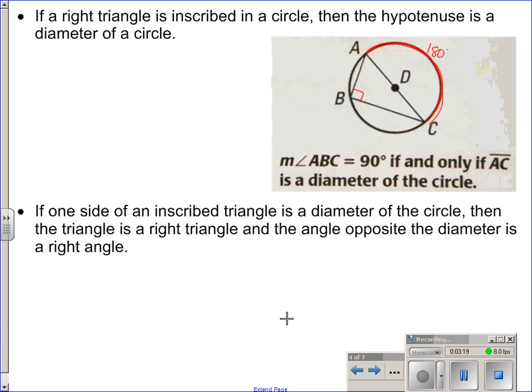The second property here is basically the converse. If one side of an inscribed triangle is a diameter of the circle, so now we're saying AC is a diameter, that means this arc is 180. And so angle B, being an inscribed angle, is half of its intercepted arc. That means it's got to be 90. And so you've got a hypotenuse and you've got the right angle.